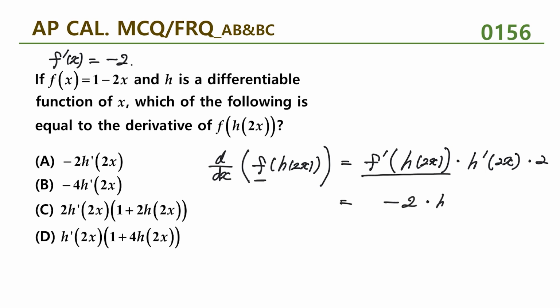And we have h prime of 2x times 2, right? So if we look at the answer choices, this is all in terms of h prime of x. So if we simplify this, that's going to be negative 4 times h prime of 2x. So the answer has to be B.